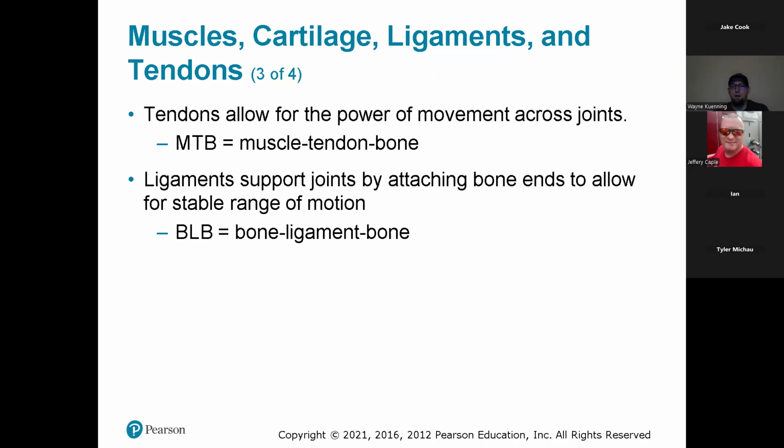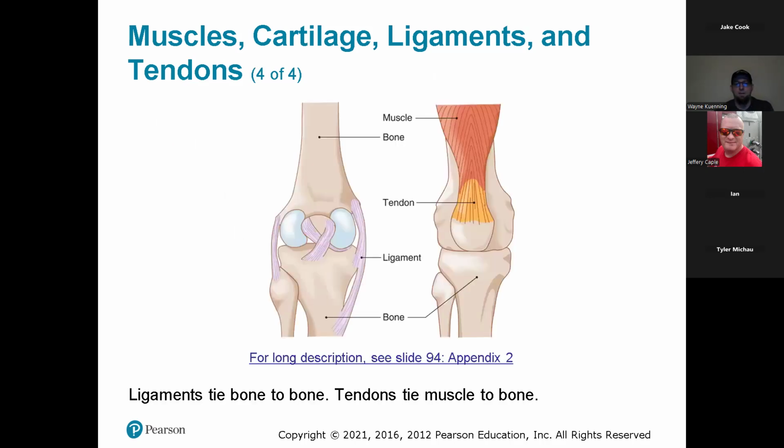Tendons allow for the power of movement across joints. Tendons are muscle to bone. Ligaments support joints by attaching bone ends to allow for stable range of motion. So bone, ligament, bone is what a ligament's for. This is a decent representation of the two.